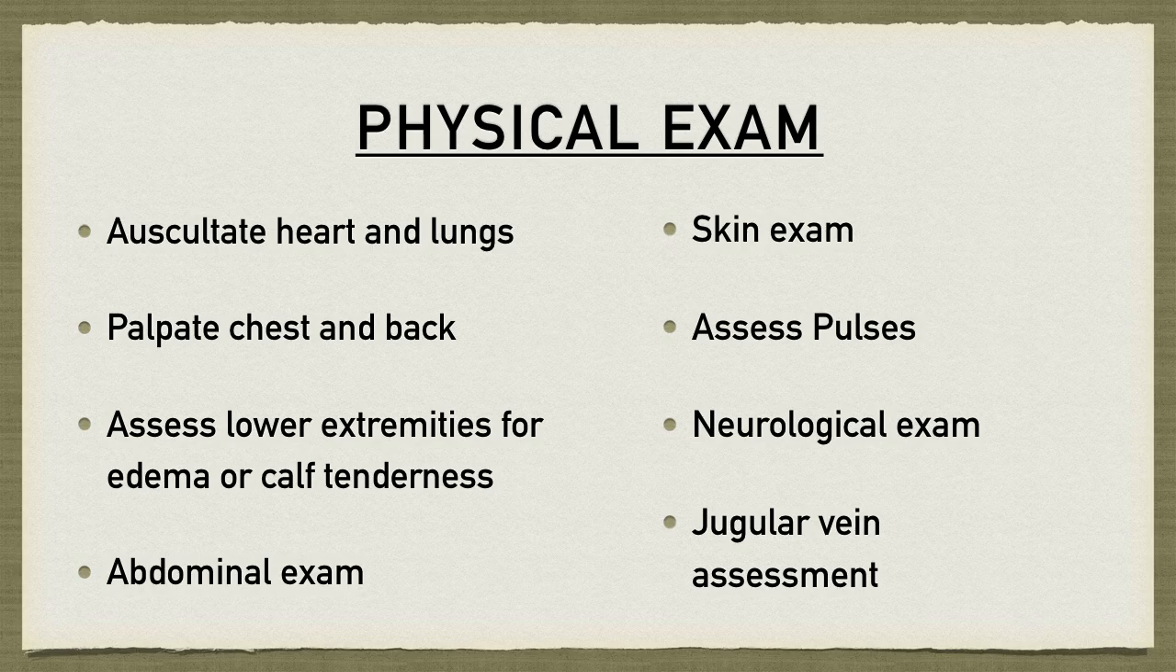You can also assess the patient's pulses and perform a neurological exam. You'll be considering things like aortic dissection when you do that. You can also look at the lower extremities, assess for lower extremity edema or calf tenderness. You'll be considering things like PE when you do that.